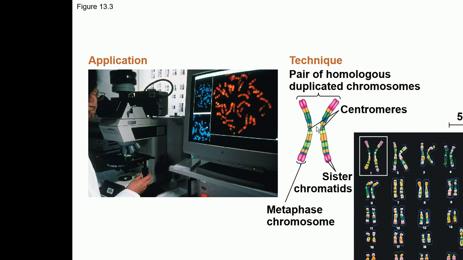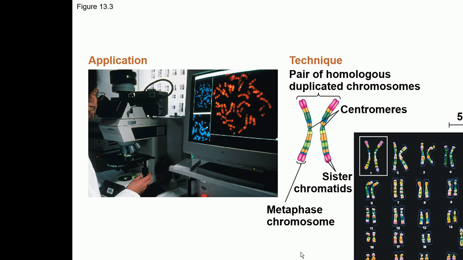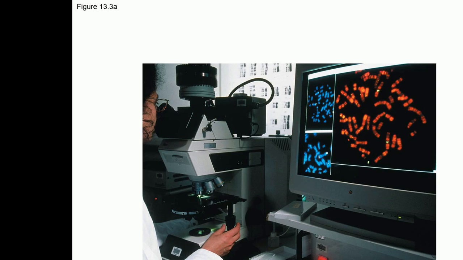This is pair number 1, 2, 3, 4, 5, going up to pair number 22, and this is the sex chromosomes. In every pair there are two chromosomes, and these are the homologous chromosomes. They have the same length, same shape, and carry the genes controlling the same inherited characteristics. So there are 23 homologous pairs in humans.